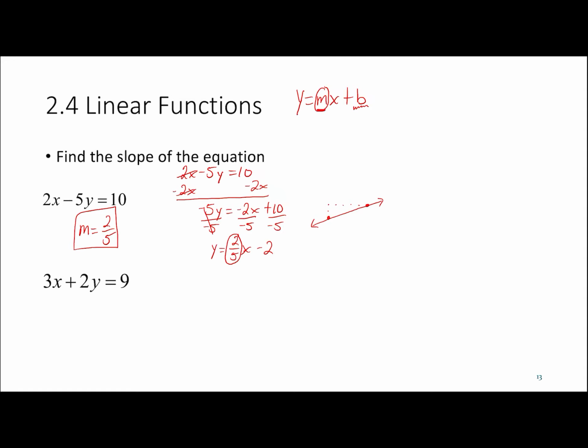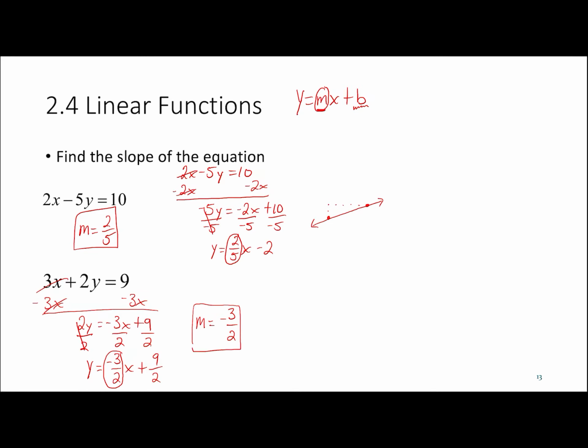Okay, so hopefully you paused the video, you worked this one, found the slope. And so to find the slope, we're going to solve for y. So we're going to subtract 3x on both sides. And we're going to get 2y is equal to negative 3x plus 9. And then we'll divide by 2. And we'll find out y is equal to a negative 3/2 x plus 9 over 2. Now, again, we don't care about that other number. We're not dealing with it yet. We just want to know the slope. And again, the slope is this number with x. And so it's negative 3 over 2.